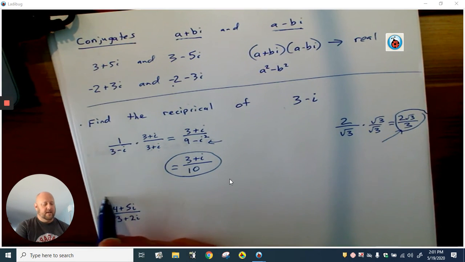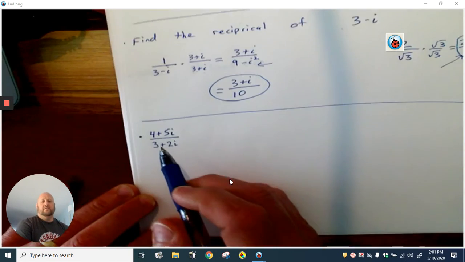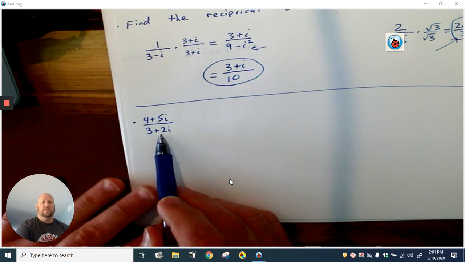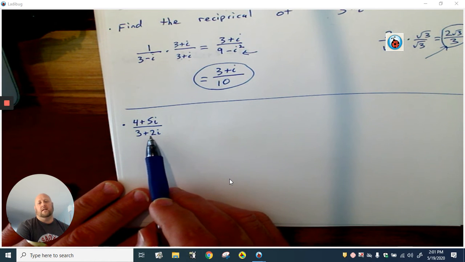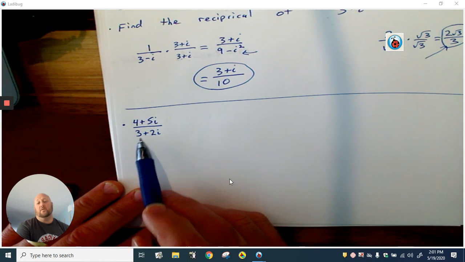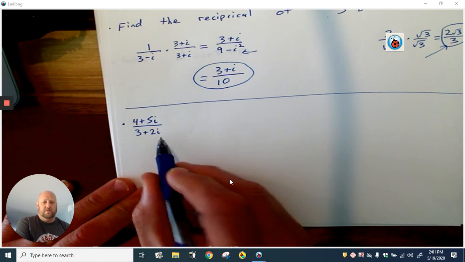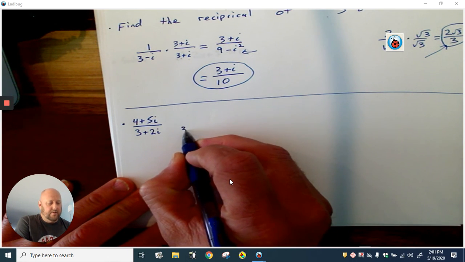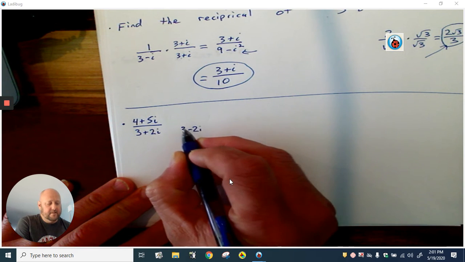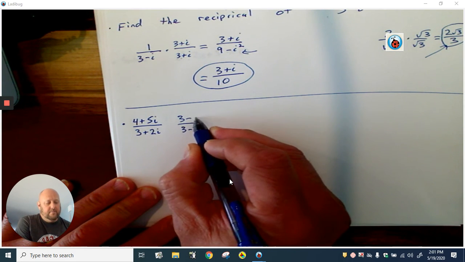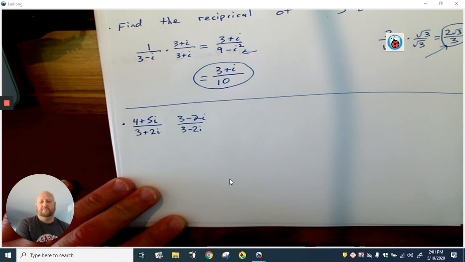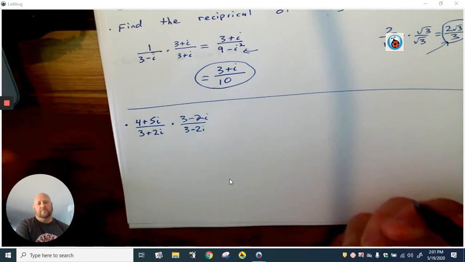And that's going to be the same if we have to divide something that looks like this. The whole idea here is just to realize that denominator, make that denominator a real number, okay? So we figure out what the conjugate of 3 plus 2i is, which would be 3 minus 2i. And again, whatever we do to the bottom, we do to the top, right? And then again, we just FOIL.